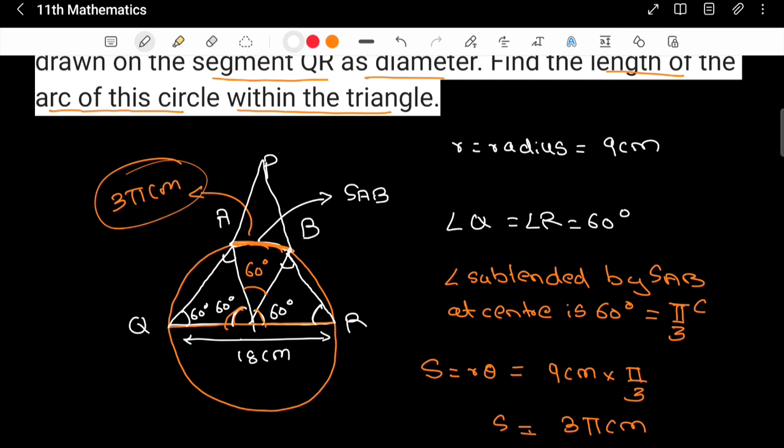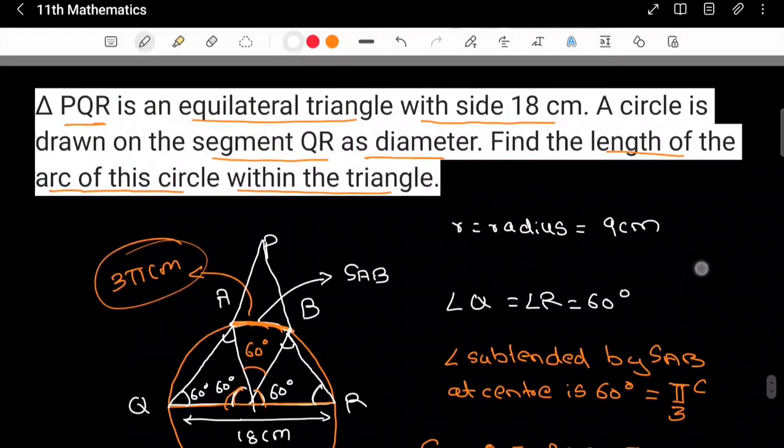Okay, fine. So those were the questions, I guess. Yeah, this is the last question. So those were the 5 questions which I had selected from the textbook of 11th Standard State Board.